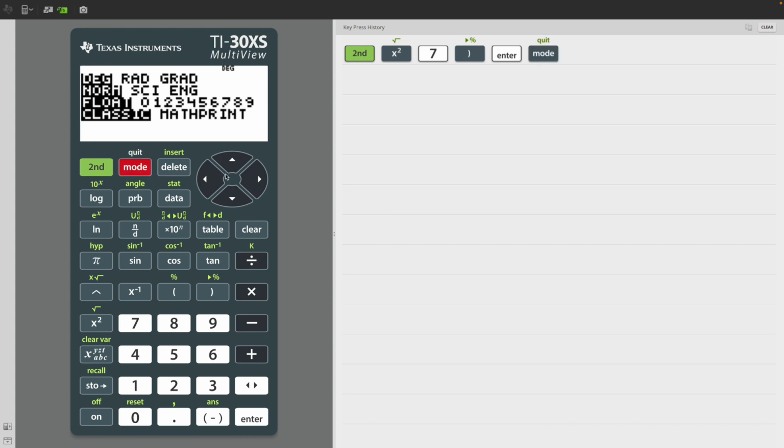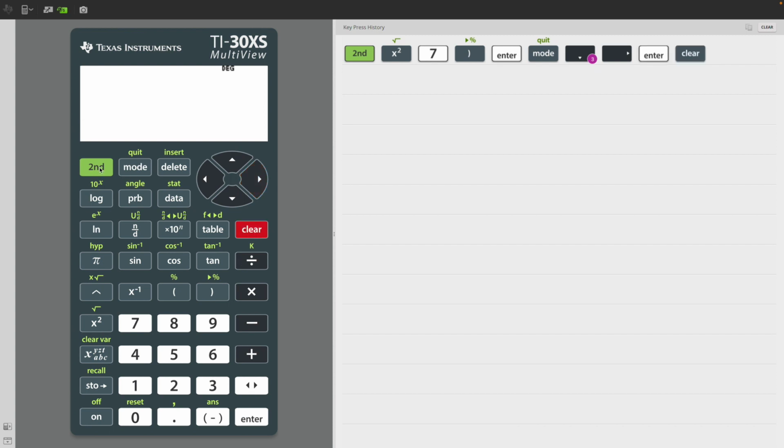Whereas if you are in the standard math print mode, so I'm going to arrow over to math print, press enter, clear to get out of that screen, and you put in things like the square root of 7, it's going to give you simplified answers. In this case, the square root of 7 is as simple as it's going to get, rather than giving you decimal approximations. Another great thing it does in this mode is it'll reduce fractions for you.